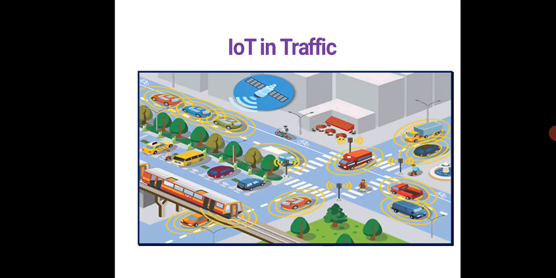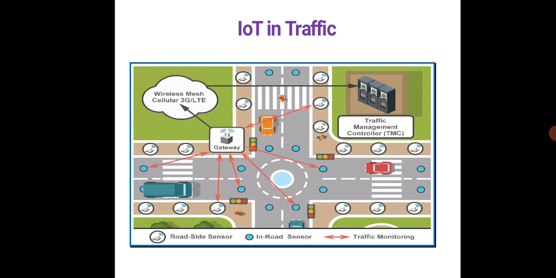IoT in traffic is a very good example. Whenever we try to move out of our place, suppose you take Google Maps, you could find out how much time it will take to reach a particular destination, what type of vehicle you are using, how many hours, what will be the simplest path, or how the traffic is at present whenever you are starting. All these things are involved in the traffic of IoT.